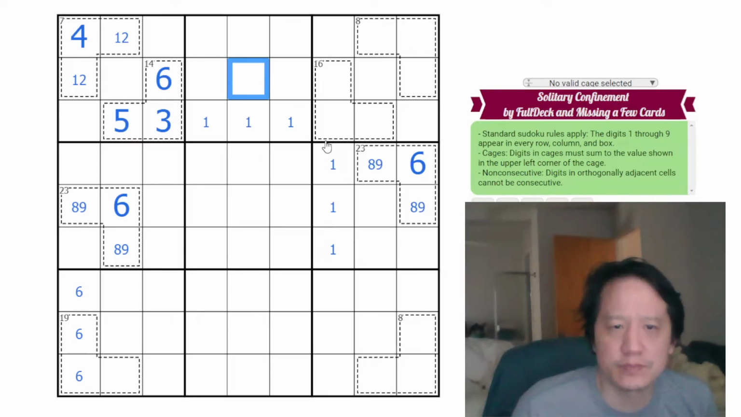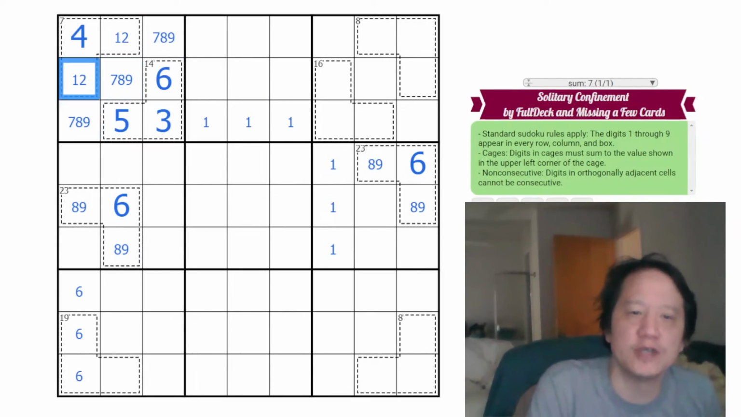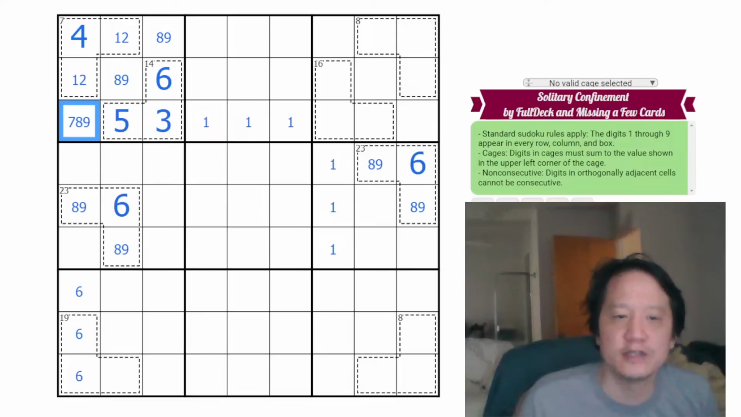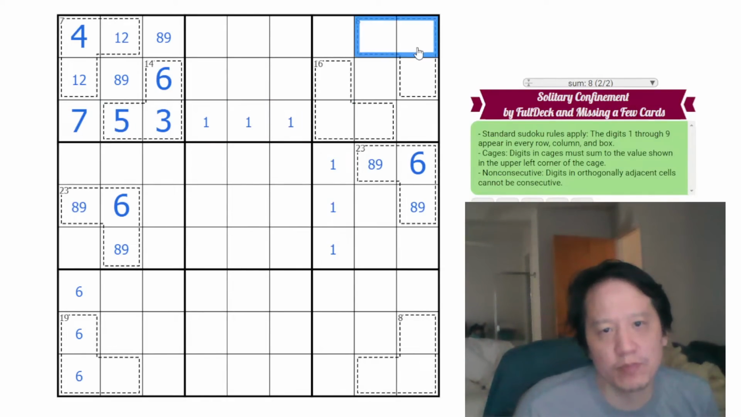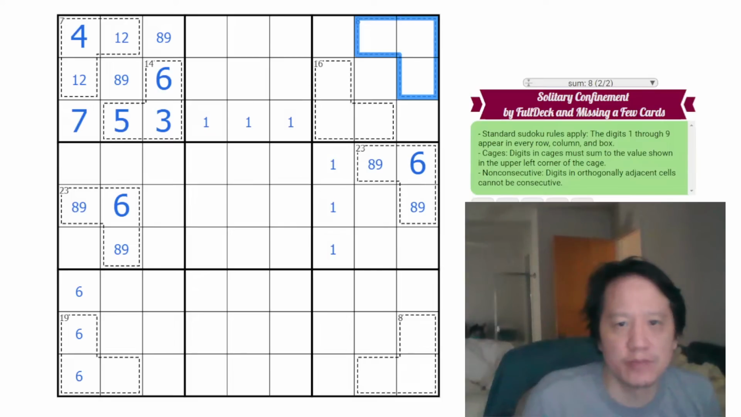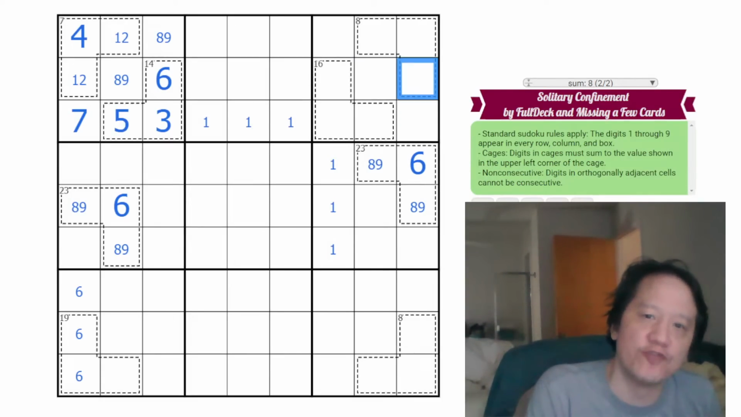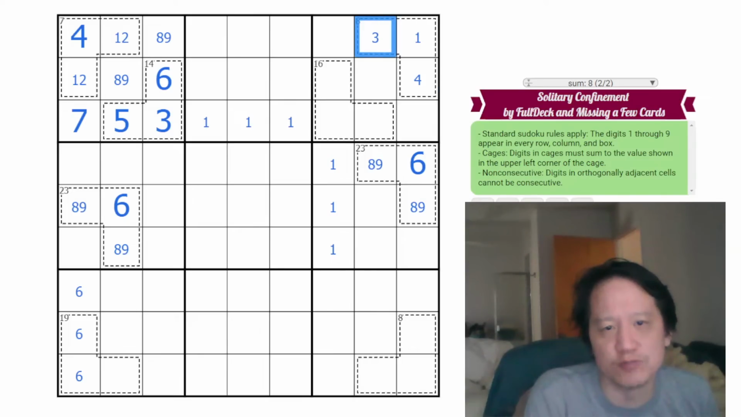Okay. So we know this is 7, 8, or 9. So 7 cannot be here or here because it cannot be adjacent to a 6. So this has to be the 7. We know, okay, so if this is 1, 3, 4, this has to be 4, and this is 1, 3. And this cannot be the 3. So this would have to be 1 and 3 if this is 1, 3, 4.